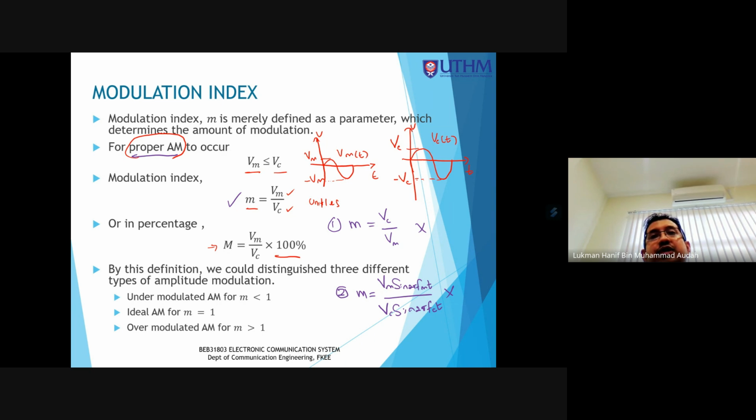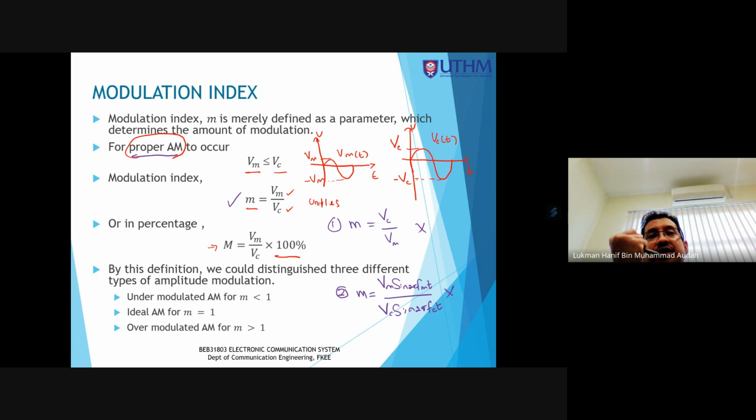There are three types of AM modulation. Don't be confused, because we have AM double sideband full carrier, AM double sideband suppressed carrier, we also have single sideband, and we also have vestigial sideband, as stated in the previous slide. But now, from the perspective of modulation index, we can determine three types of scenarios based on the modulation index.